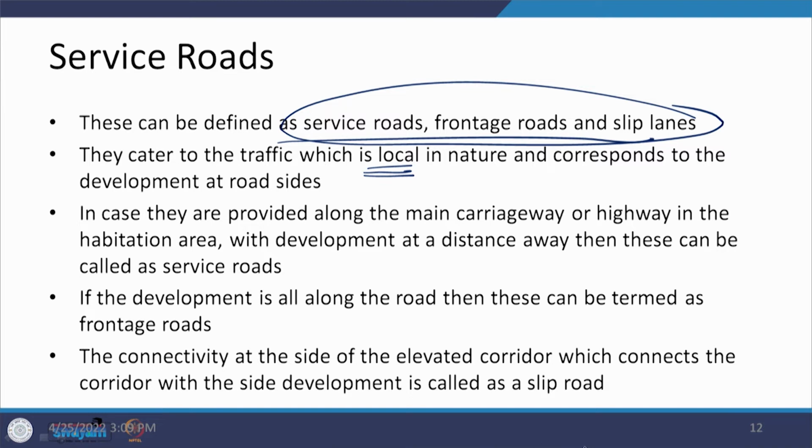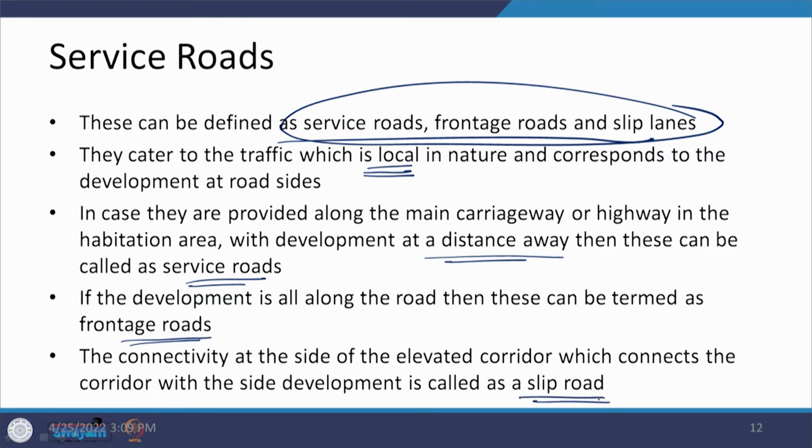Now, when we are talking about a road which is provided along a main highway and passes through a habitation, but the habitation is at a distance away, then it is purely defined as a service road. But if the habitation and the development is just at the edge of that particular road, then it is usually defined as a frontage road. And when we are talking about elevated corridors, and the connectivity of those elevated corridors is provided with respect to the site development at a specified location, then that is through a slip road.